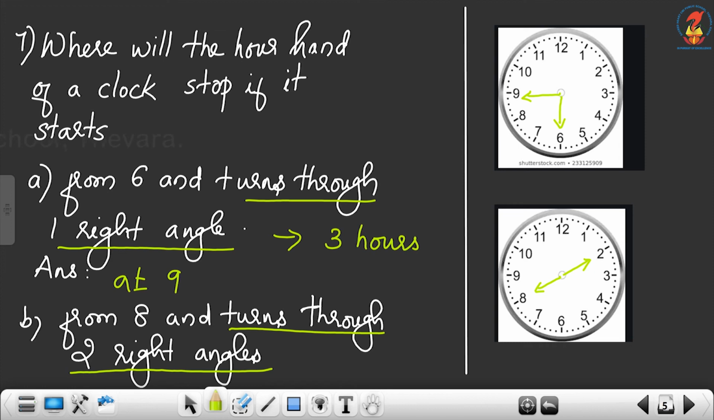That is one way of doing this question. That is, the hour hand starts from 8 and turns through 2 right angles and it will reach 2 o'clock, or it will stop at 2, because the angle turned is a straight angle. So we can see that a straight angle is formed here.